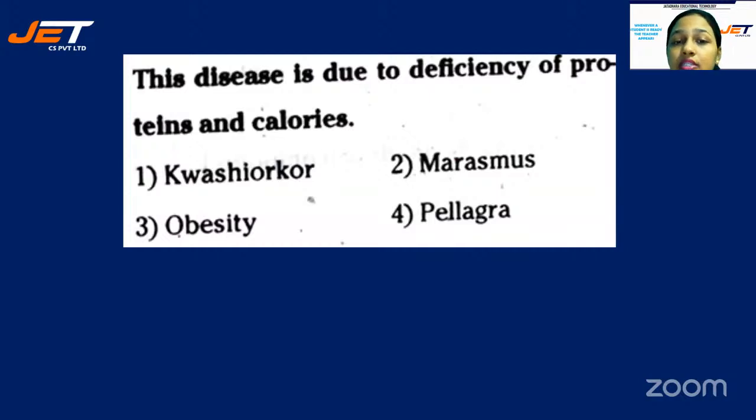Next question. This disease is due to deficiency of proteins and calories. Your options are number 1, kwashiorkor, number 2, marasmus, number 3, obesity, or number 4, pellagra.